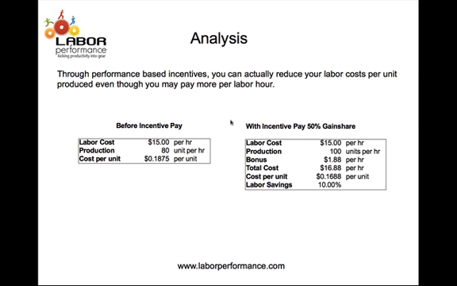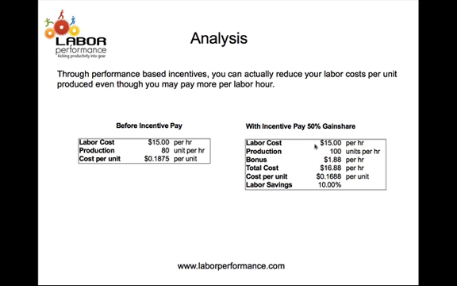We'll go ahead and implement a 50% gain share incentive pay program, which means that for every unit produced over the baseline of 80 units per hour, the cost savings will be split 50% with the company and 50% with the employee as an incentive pay.